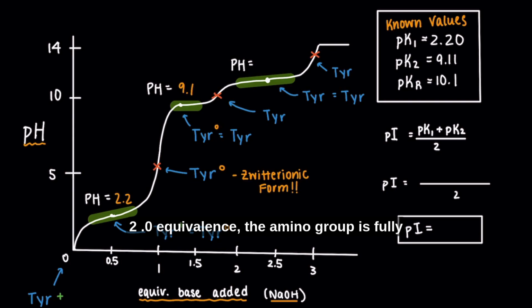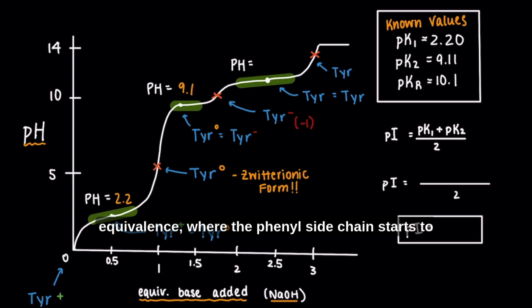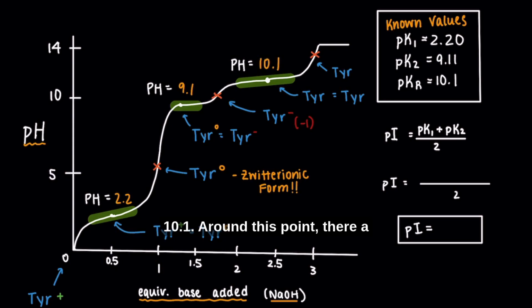Once we reach 2.0 equivalents, the amino group is fully deprotonated to NH2, while the carboxyl remains as COO-, and the phenyl group is still neutral. At this point, tyrosine carries a net charge of -1, giving us tyrosine -1. Next, we enter the third buffer region at about 2.5 equivalents, where the phenyl side chain starts to deprotonate. The pKa here is approximately 10.1.